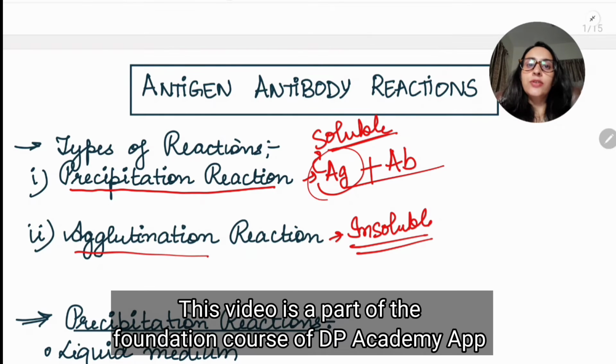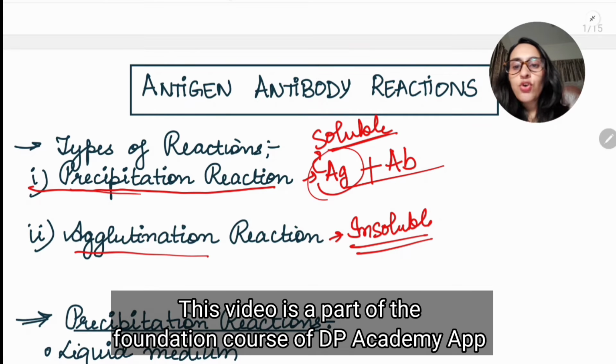So when an antigen reacts to an antibody, the reaction can be of two types. Either there can be a precipitation reaction or there can be an agglutination reaction. Precipitation reaction is because of the soluble antigen. When a soluble antigen reacts to the antibody, it forms the precipitation. And when an insoluble antigen, that is a particulate antigen, reacts to the antibody, that is known as agglutination reaction.